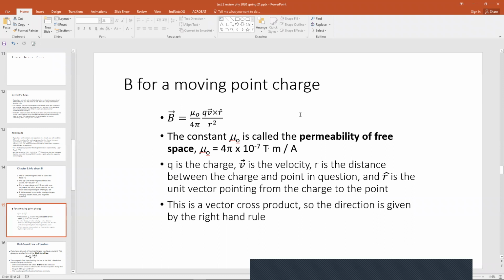Now, this is a vector cross product, so make sure that you practice your vector cross products. Make sure that you know how to do those. Remember that if you're doing A cross B, the magnitude of the vector cross product is AB sine of theta, so it's proportional to the sine of the angle. Also remember how to take a vector cross product with a 3x3 determinant method. That's really important. There's a lot of cross products here.